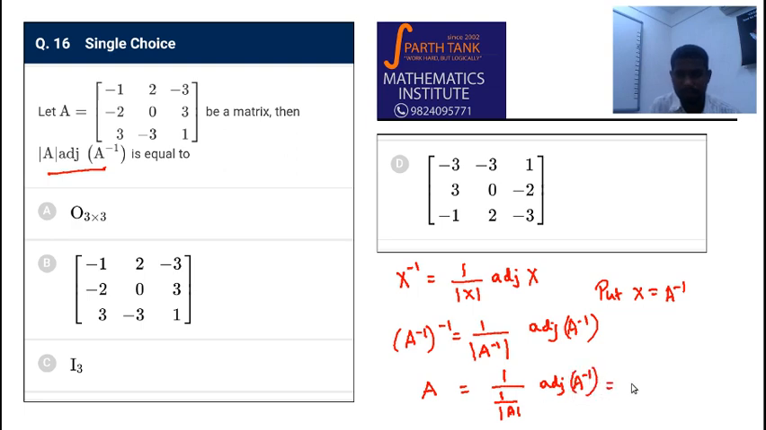This becomes determinant of A into adjoint of A inverse. That is, determinant of A into adjoint of A inverse, the given question, is nothing but A, right? So this is equal to the matrix itself. So the answer is option 2. It is not the zero matrix, it is not the identity matrix, it is not some other matrix, but it is equal to A itself.